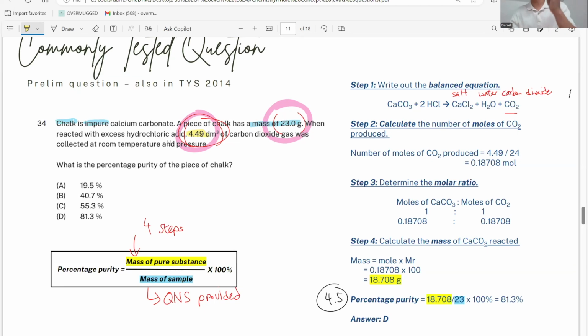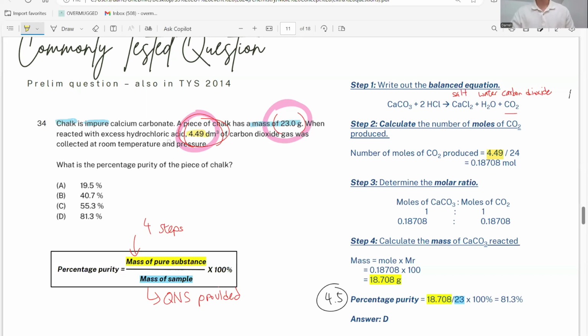I can go through with you step by step again for the 4 steps, but by now you know what I'm referring to. What is step 1? Equation. Step 2, we calculate mole. And this time around, we use the 4.9 to calculate the number of moles of CO2. Now, what am I trying to find? I'm trying to find the pure calcium carbonate. So I compare mole ratio, I find the mass, and only then I bring in the mass of my impure sample to calculate my percentage purity.